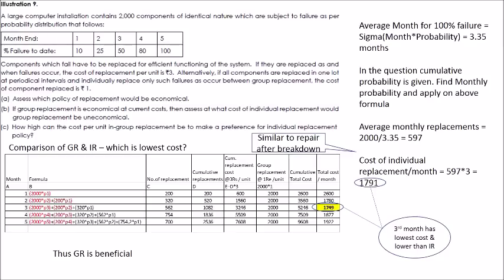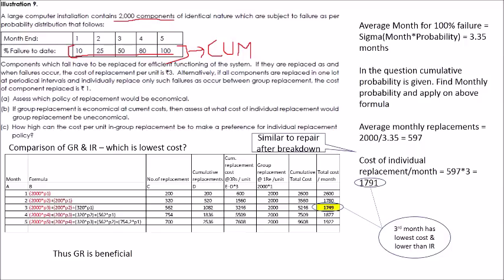A large computer installation contains 2,000 components of identical nature which are subject to failure as per the following probability distribution. You can see here it goes up to 100%, which shows that this is a cumulative value. Please check the problem, guys. It is a cumulative value, and from the cumulative value you can find the monthly probability.